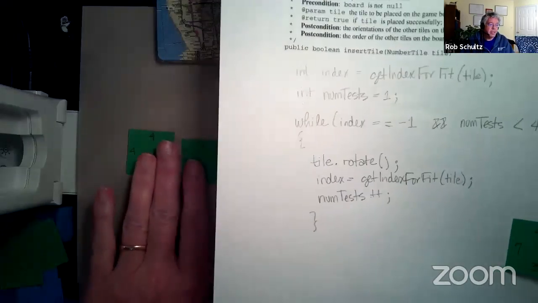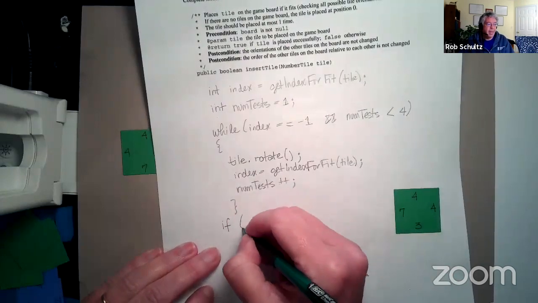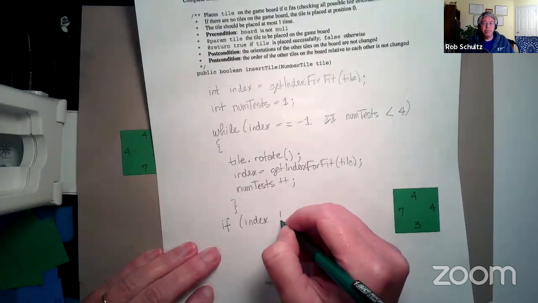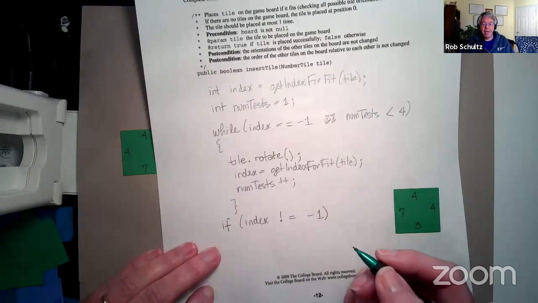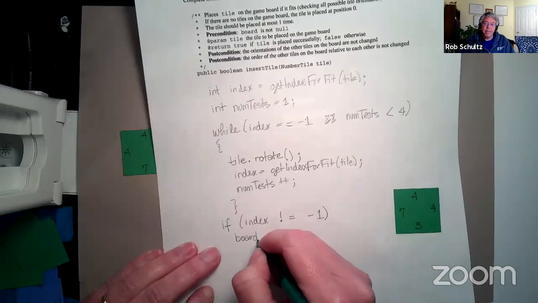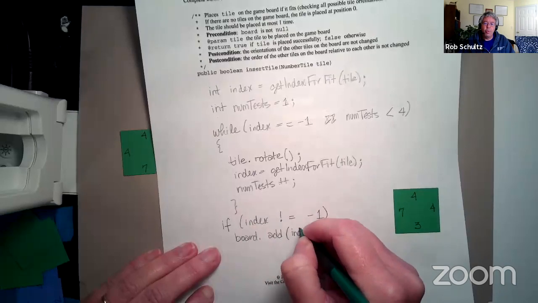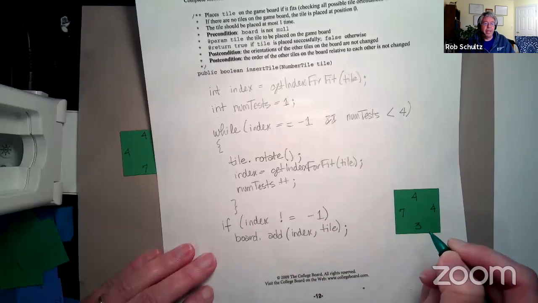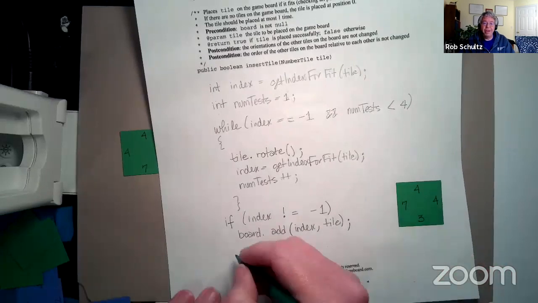So now we have to put our little if statement at the bottom. So if by some chance index has not been -1, in other words, it found something in one of those tests, it gave us anything but -1, this is where we can add the tile to our board. So board.add(index, tile). So wherever it found, whatever index position it gave us that the tile will fit, we're going to put it in that spot.